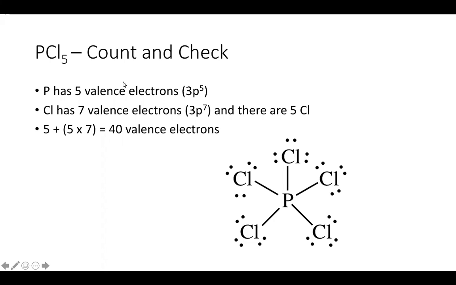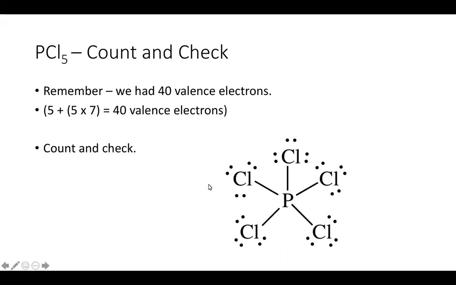So if we do our count and check, phosphorus has its 5 valence electrons, chlorine has its 7 valence electrons. This was from the start, and now we have 40 valence electrons that we're dealing with. So why don't we count and check our Lewis diagram to make sure it still all adds up. Around the phosphorus atom, we have 1, 2, 3, 4, 5 covalent bonds. So that's 10 electrons.